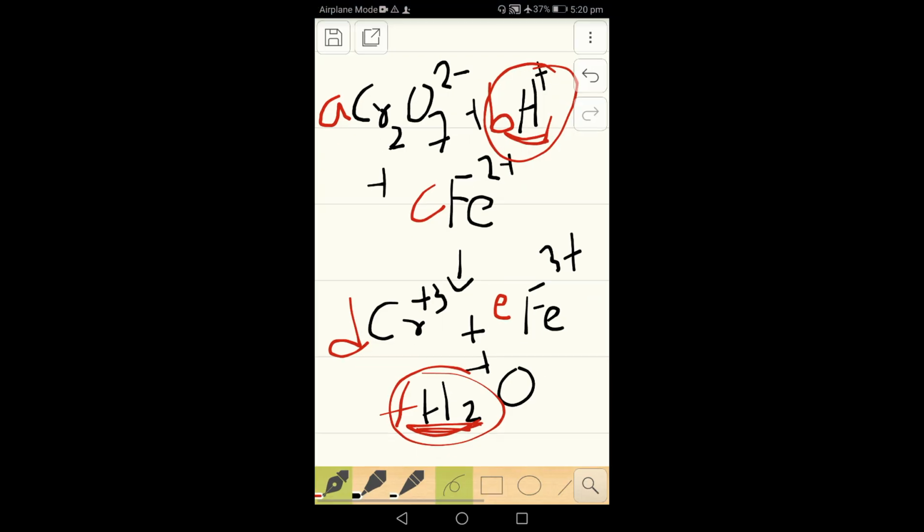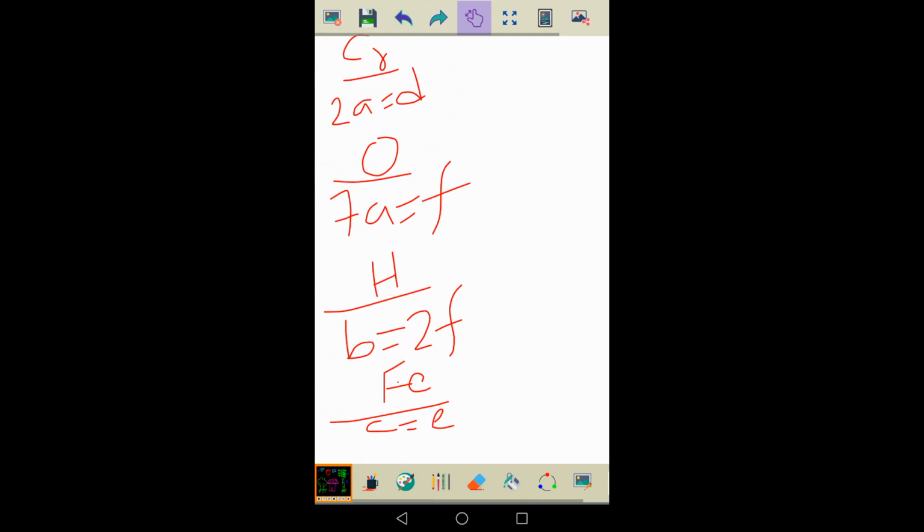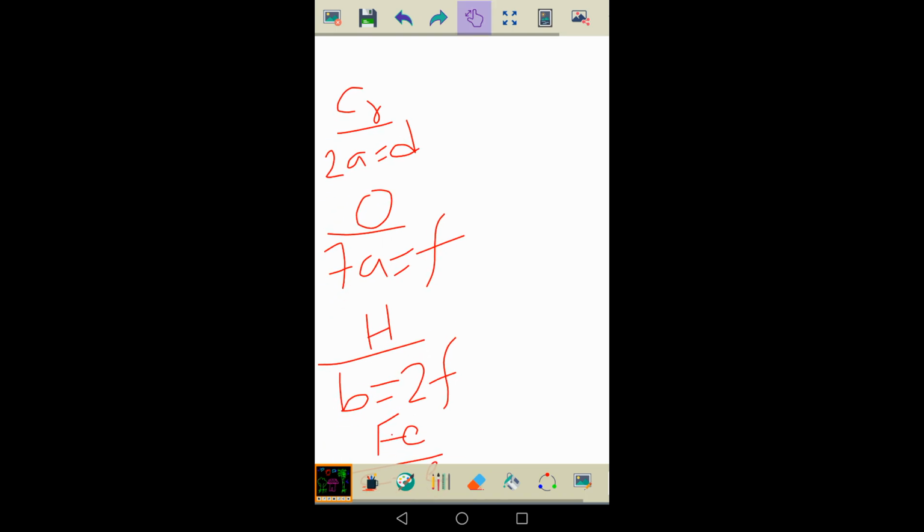Okay, done. Now for iron. For iron, here is 1 iron, so 1 into C means C, and here is 1 iron, so 1 into E means E. So C is equal to E for iron. Okay. So these are the moles in general.